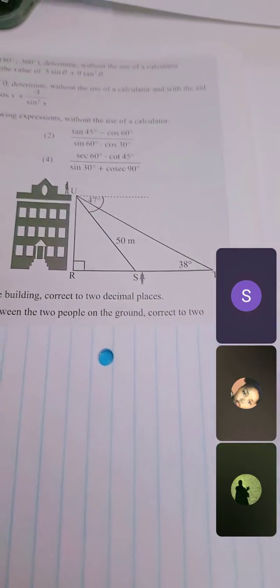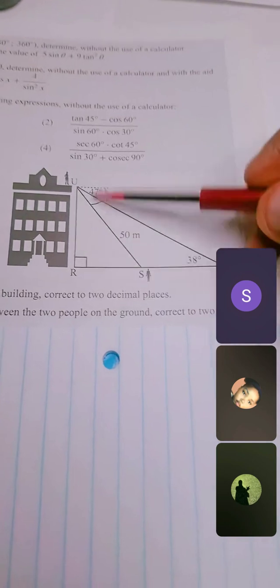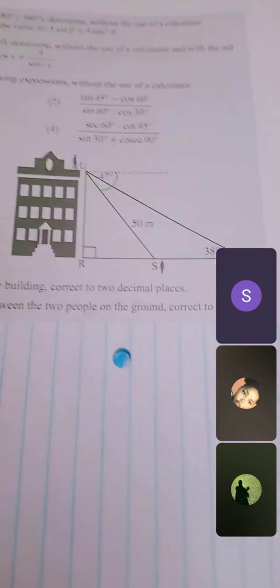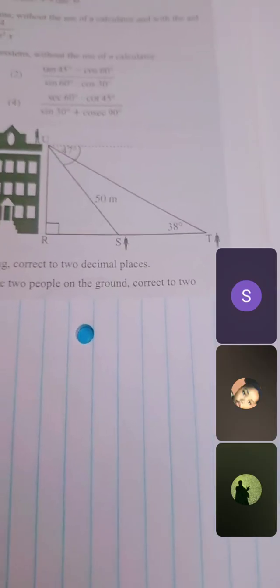Now the question says calculate the height RU of the building, correct to 2 decimal places. Then my question is, guys, how?